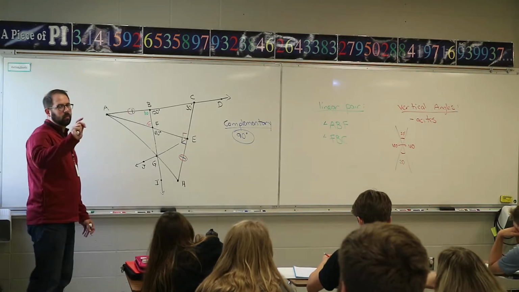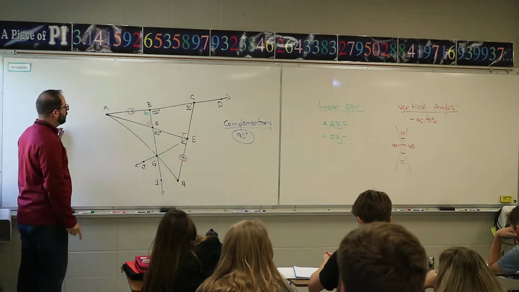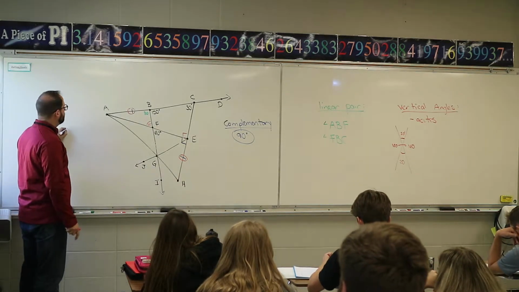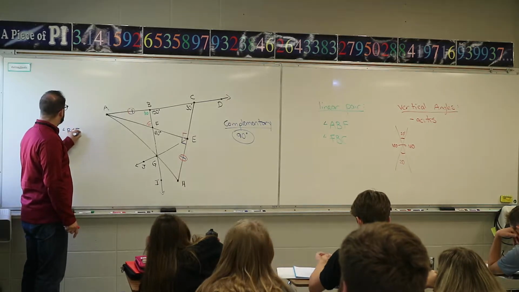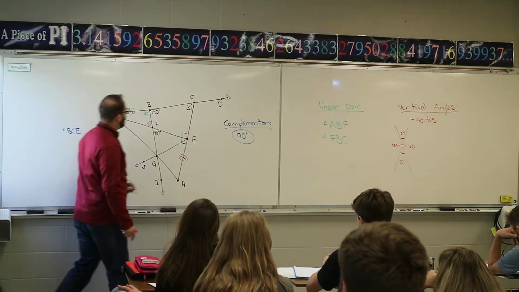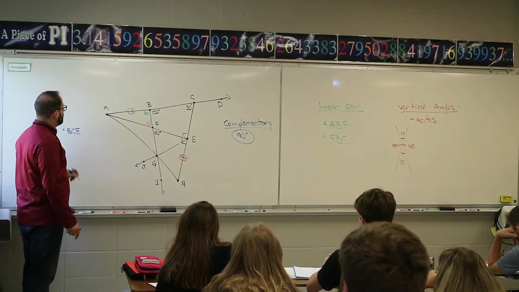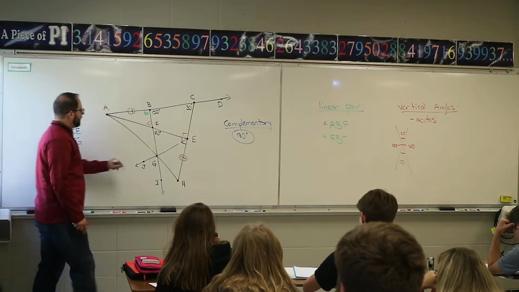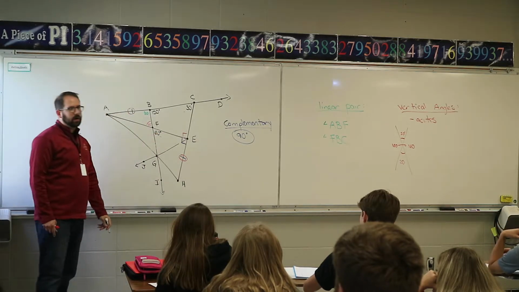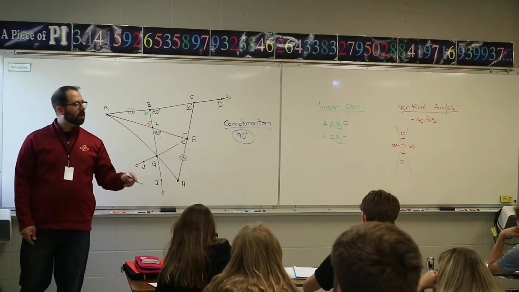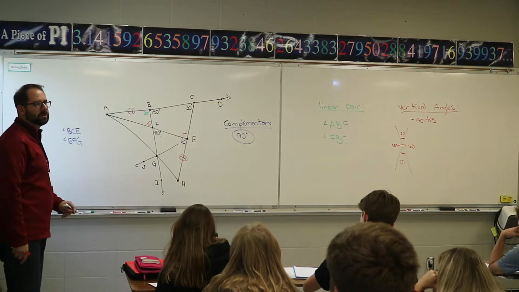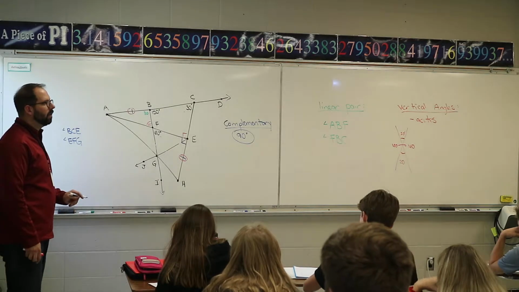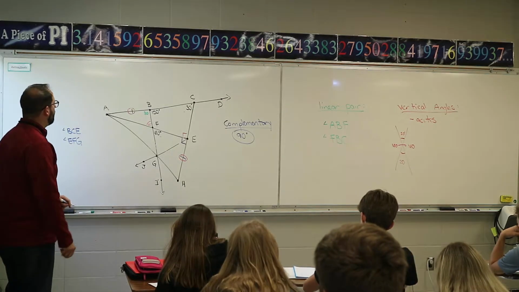Okay, Nolan, give me one pair. BCE. Okay, BCE, that's this angle right here. And EFG. That's this angle down here. I agree. 30 and 60 make 90. The weird part about complementary, they don't have to be next to each other. They have to add up to be 90 though. They can be across the picture. Okay, that's good.